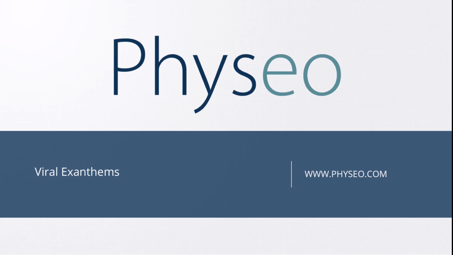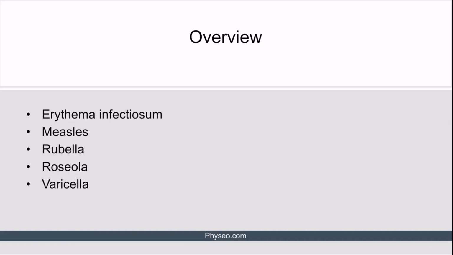Let's get started. Here is our overview slide. We'll be discussing Erythema Infectiosum, measles, rubella, roseola, and varicella. So let's start with Erythema Infectiosum.